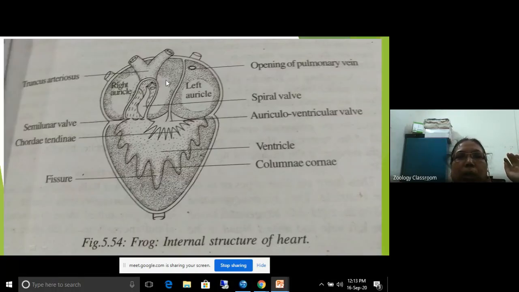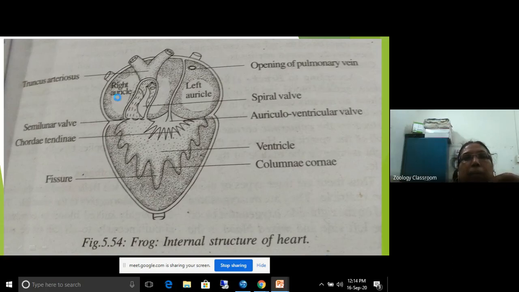So this is the conus arteriosus, also called the truncus arteriosus, and this is the spiral wall, and this lumen is called the phalangium, which divides it into two. One is the cavum pulmocutaneum and the other is the cavum aorticum. The cavum pulmocutaneum directs impure blood to the lungs and also the skin, and the cavum aorticum leads to the systemic aorta, carrying oxygenated blood towards the dorsal aorta. So, the systemic aorta.